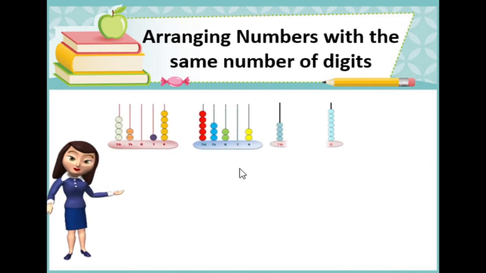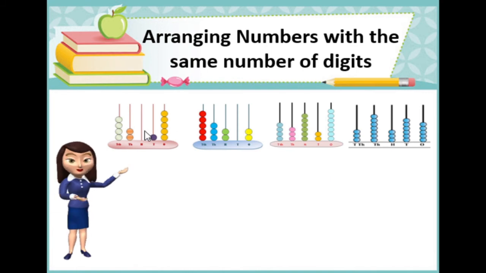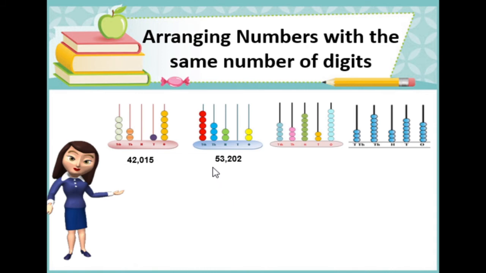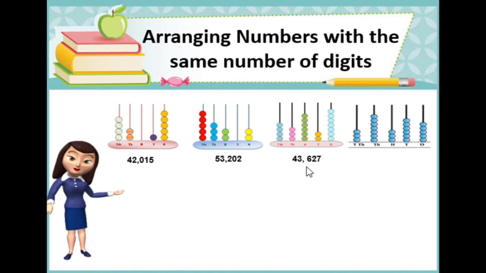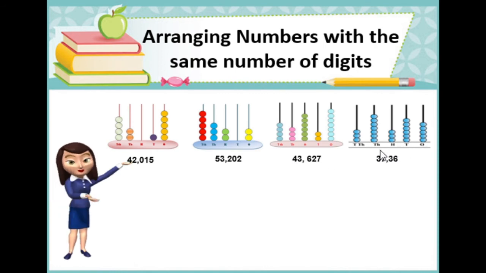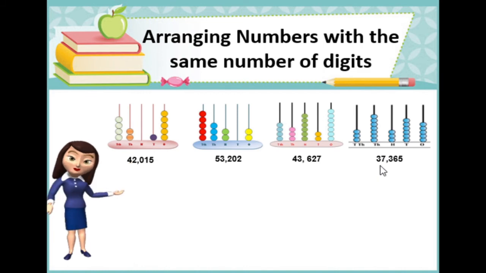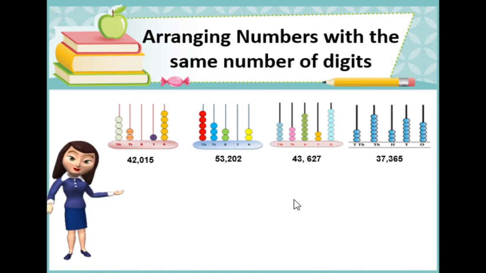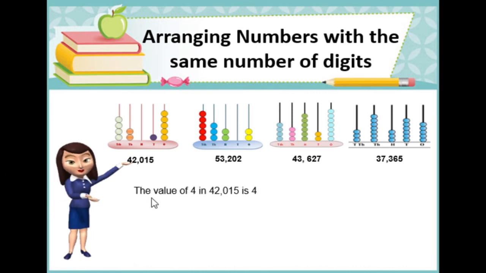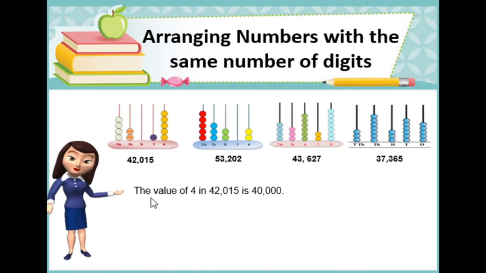Let's have 4 abacus. The first abacus is 42,015. Next is 53,202, 43,627, and lastly, 37,365. All the numbers have 5 digits. So how are we going to arrange them? Let's find the value of each beginning number first.